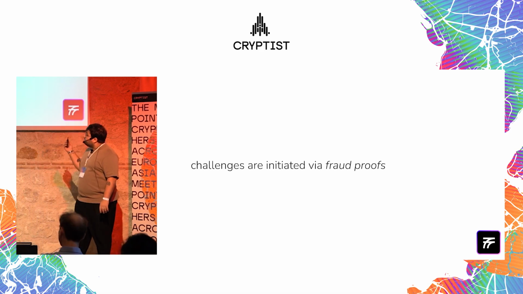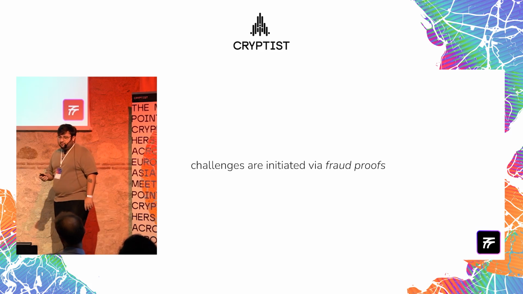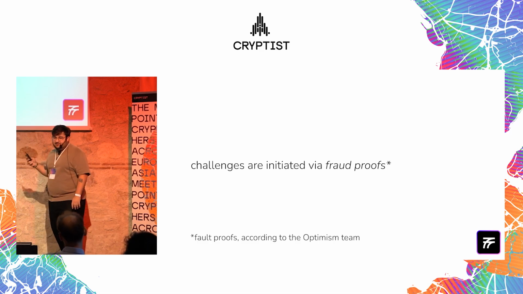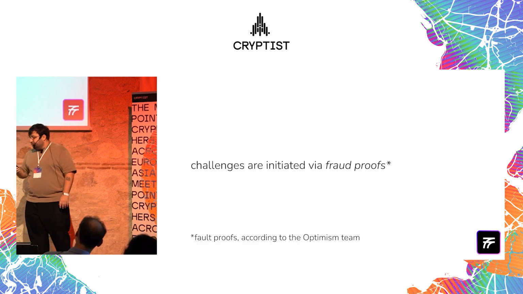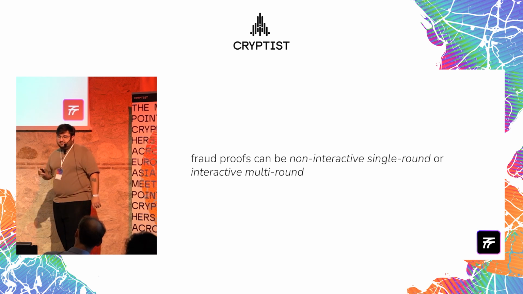And challenges are initiated via mechanisms called fraud proofs. And same with the Starkware team, the Optimism team doesn't really know what fraud proofs are. They like to refer to them as fault proofs. So yeah, just in case someone from Optimism is here, it's fault proofs.